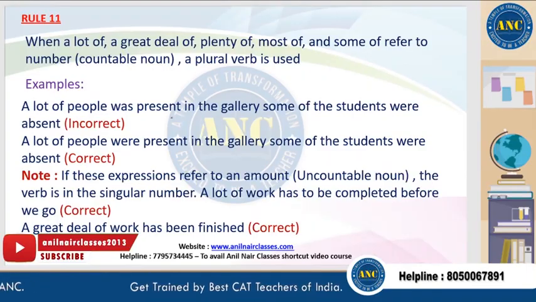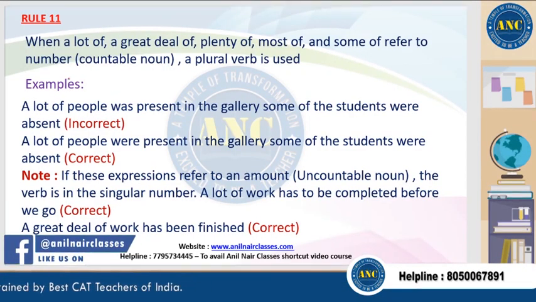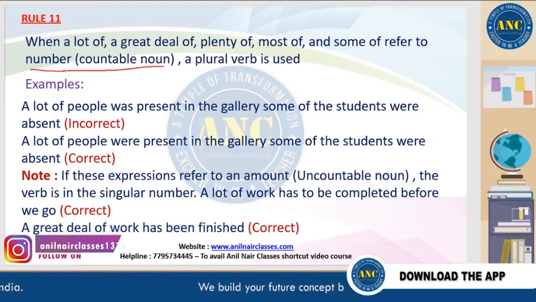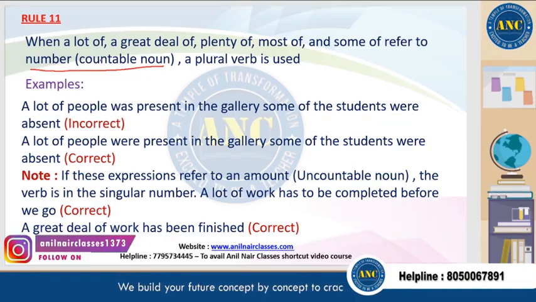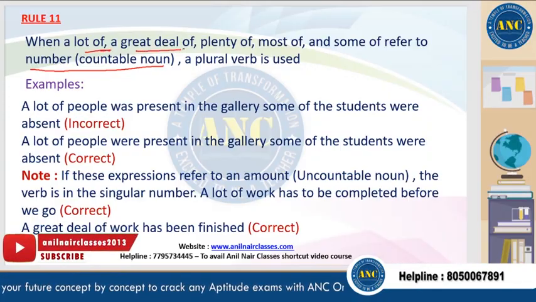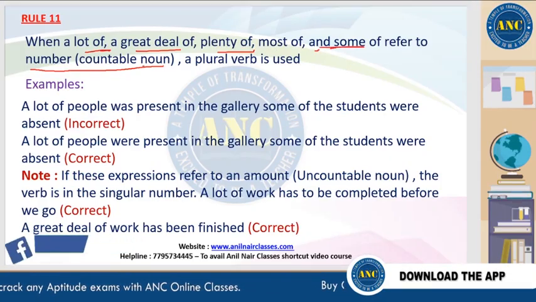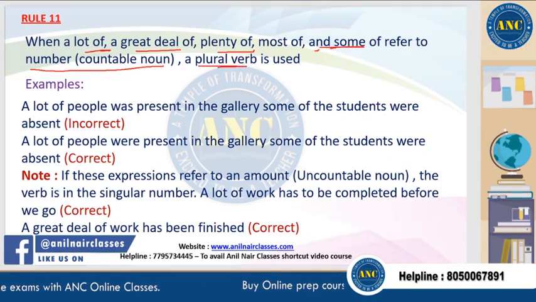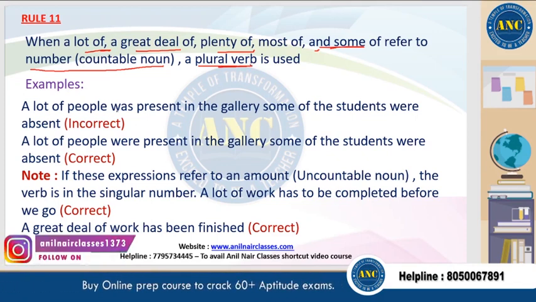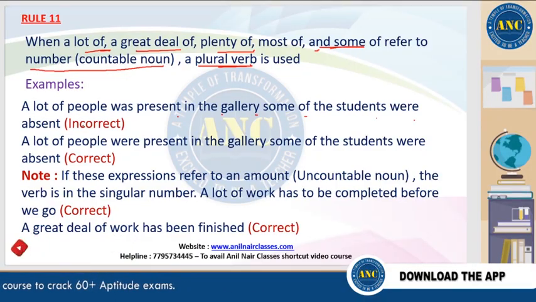Next slide, please. Now, if you have a number, we are talking about a countable noun, right? It is in the form of a number. Before that, if you use words like a lot of, a great deal of, plenty of, most of, and some, they refer to countable nouns and we will use the plural form of the verb, right? Now see the example. We'll say, a lot of people was present in the gallery. Some of the students were absent.